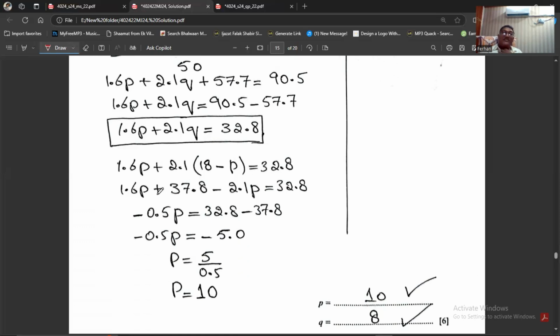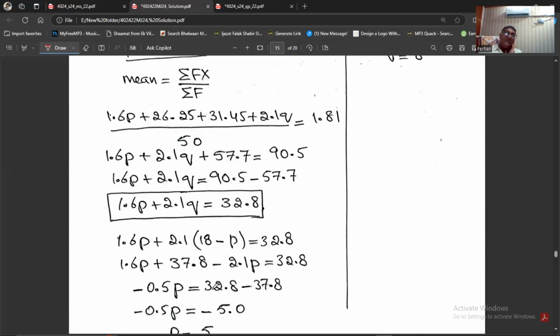It will be 1.6P plus 37.8 minus 2.1P equals 32.8. So when you do 1.6 minus 2.1, that is minus 0.5P, is equal to 32.8 minus 37.8. So minus 0.5P is equal to minus 5.0. Minus and minus will be cancelled. So P will be equal to 5 divided by 0.5, and that will be 10. So the value of P is 10.